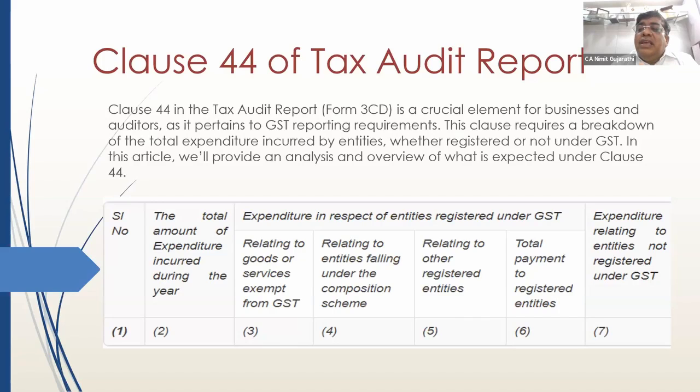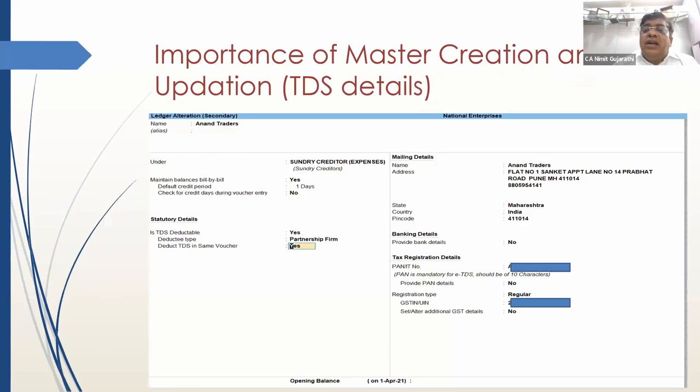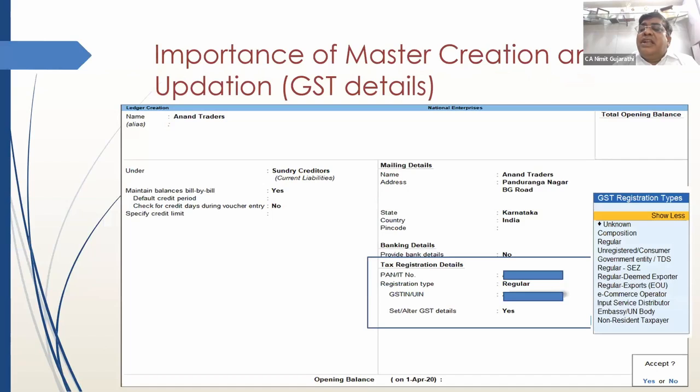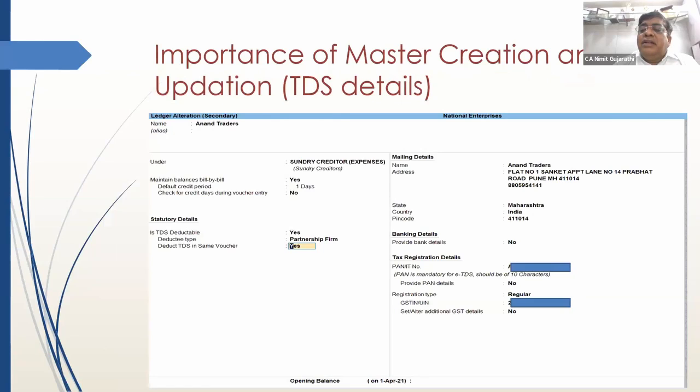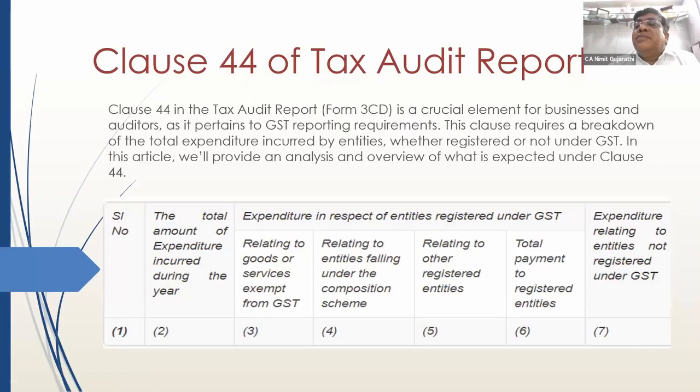So if you go to my first slide regarding the master creation, and if I have not written the GST registration type properly, what will happen? In this report, there will be misreporting. So now you realize the importance of selecting the proper GST registration type. Otherwise, the system will throw an inaccurate report. And an inaccurate report will have its own consequences.